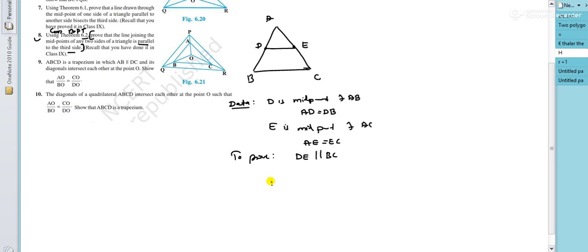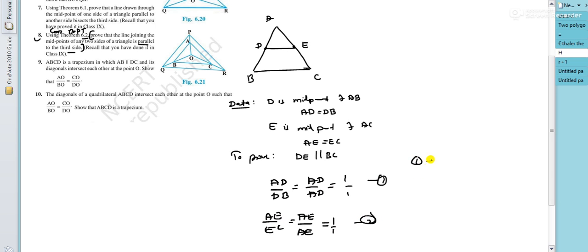See, I can simply write here AD by DB. Since both of them are equal, I can write AD by DB equals 1 by 1, correct? Similarly, AE by EC, since they are also equal, can also be written as 1 by 1. So equation 1, equation 2. Here both 1 and 2 are equal, so AD by DB equals 1 and here also equals 1. So since both of them equal 1, we can write, yes, DE is parallel to BC.